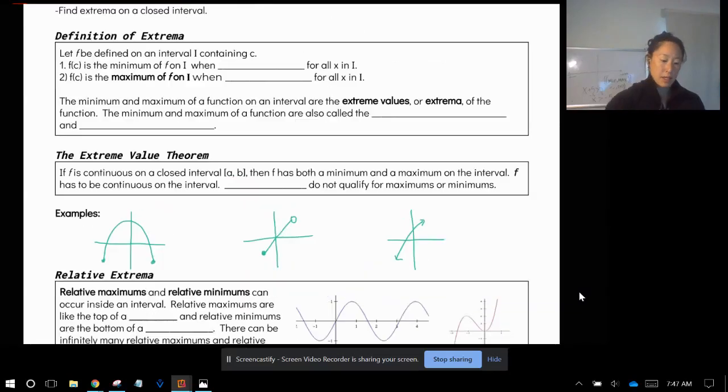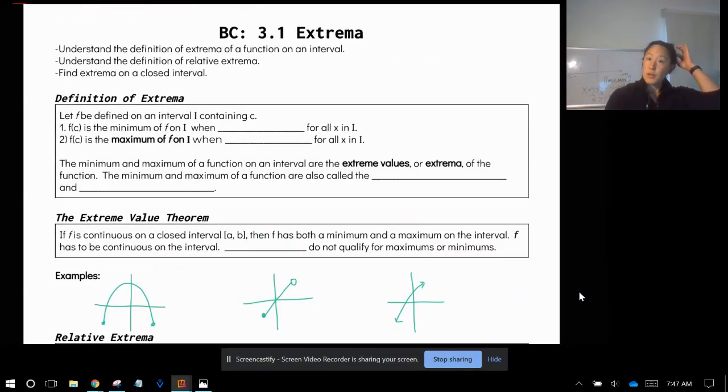Today we're talking extrema. So these are global mins and maxes, or also called absolute mins and maxes, or relative mins and maxes, which we also call local mins and maxes. We're going to start by defining what extrema are.